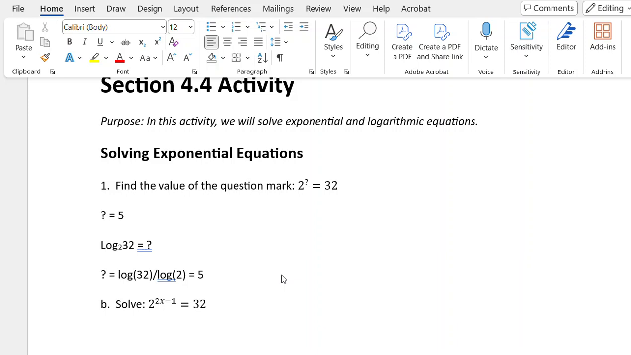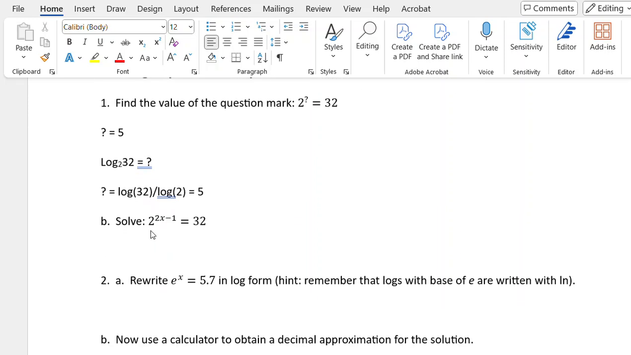So now let's go on to part B. Now if we want to solve 2 to the 2x minus 1 power equals 32, I know from the part above that the power has to equal 5. So that means that 2x minus 1 has to equal 5. So since 2 to the 5th equals 32, 5 equals 2x minus 1.